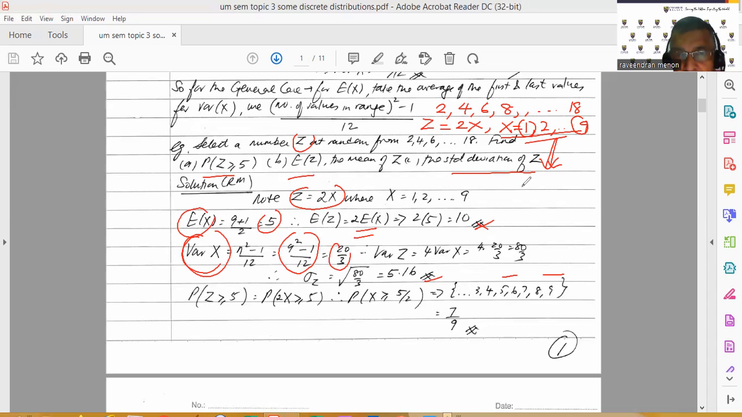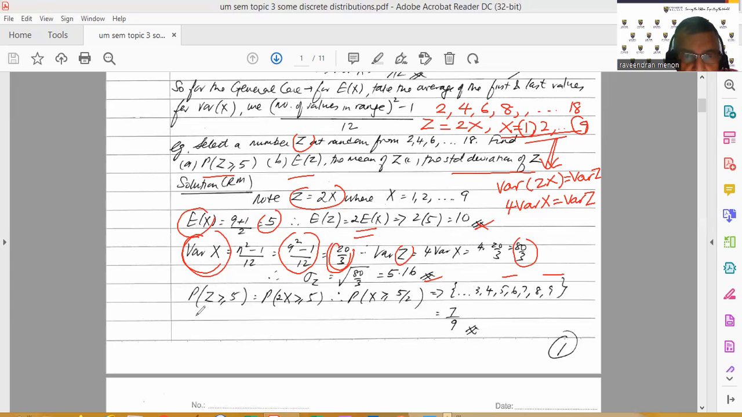So the variance of Z, remember, is the variance of 2x. What is the variance of x? Well, variance of x is easy to find, we just found it. 81 minus 1 is 80 over 12, which should be 20 over 3. We found that already. So multiply that by 4 and you'll get your answer. That's the variance of Z.